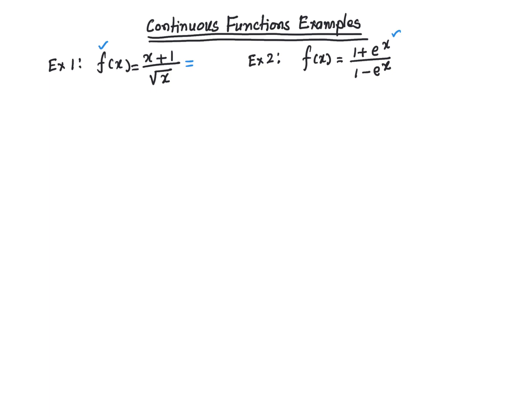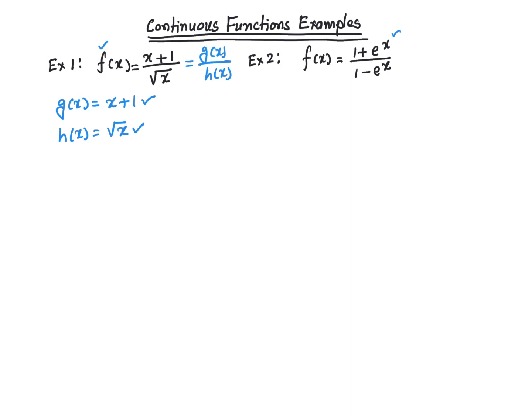Let's call this a rational function. It's a rational function because it's a ratio of two functions, right? Division of two functions. Let's call this g of x, which is x plus 1, the numerator, and h of x, which is square root of x, the denominator. From our knowledge, we know that both of these functions are continuous. This is a polynomial function and this is a square root function. Both of them are continuous.